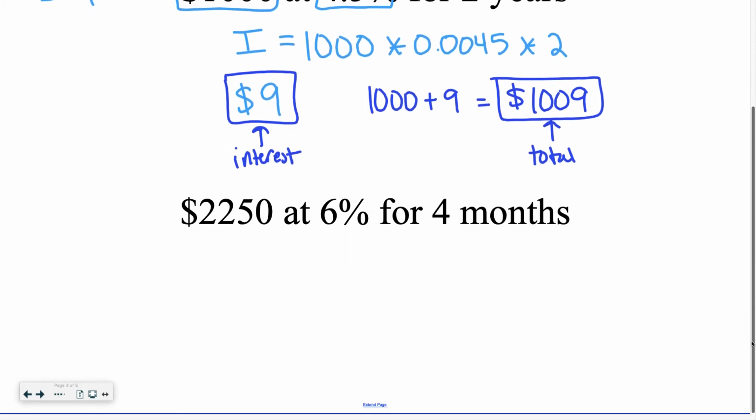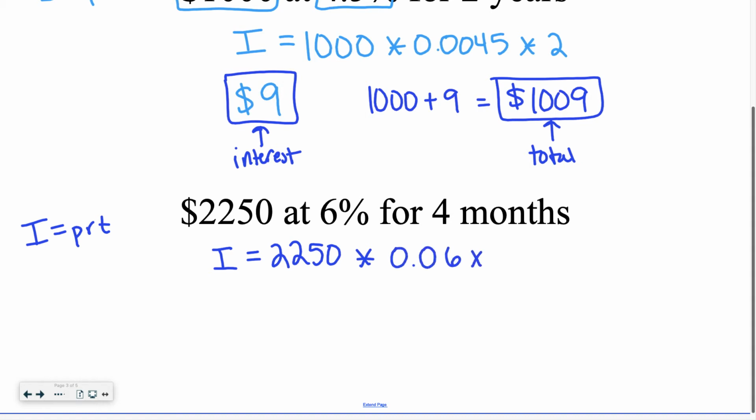Now we are told that we're investing $2,250 at 6% for 4 months. Okay, so again, our simple interest formula is I equals PRT. So we're solving for the interest. Our principal, our starting amount, is that $2,250 times 6% as a decimal. Remember, you move it 2 places. Becomes 0.06 times, and then I say that we have 4 months.